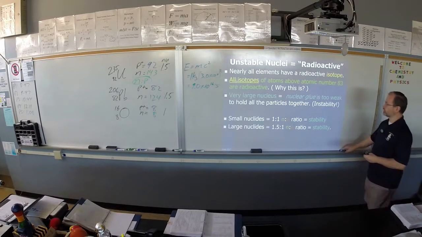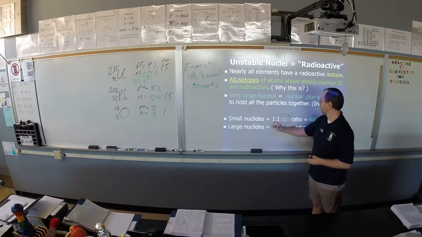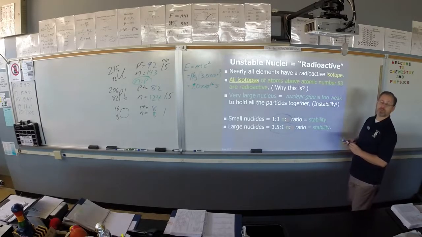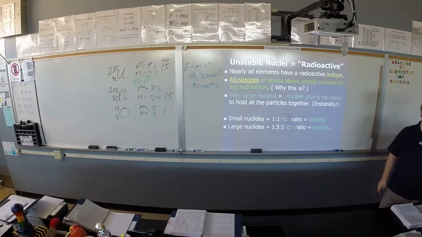So these are the important numbers that you need to remember. It's a neutron to proton ratio, and for a large nucleus, you need 1.5 neutrons to protons. For a small nucleus, 1-to-1 will be just fine.